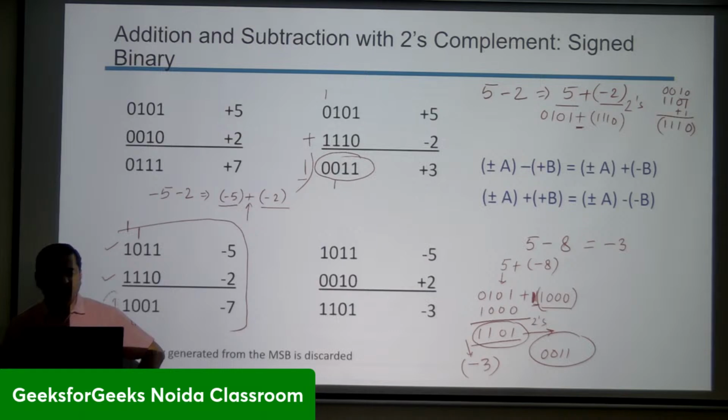If there is a carry, that means we have to ignore this. Okay, and your result is 7 over here.